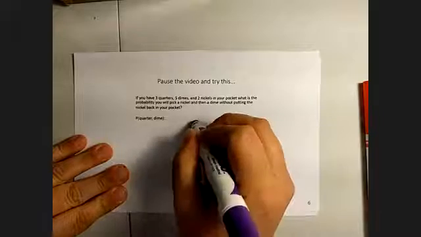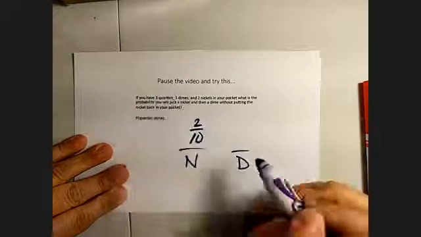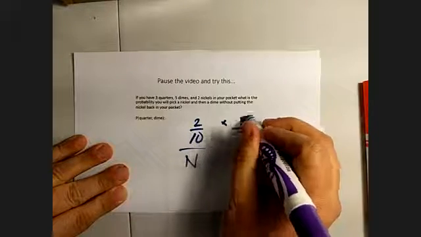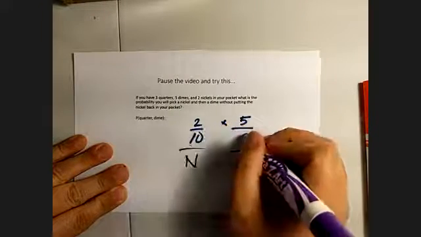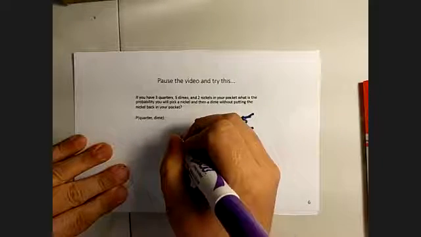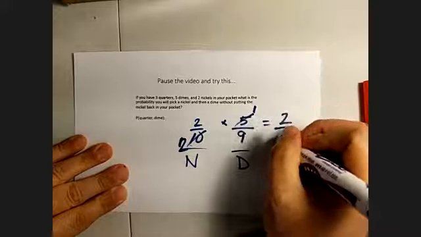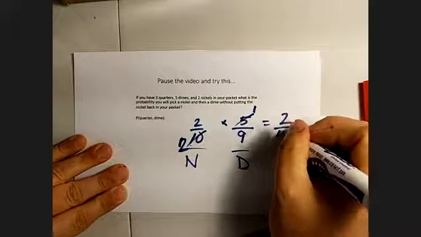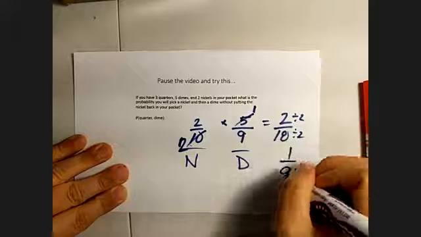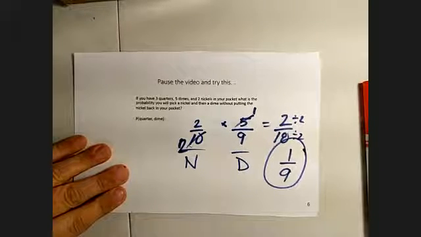So my chance of a nickel is 2 out of 10. I add up my quarters, my dimes, and my nickels. And then my chance of a dime is 5, but if I've taken one out, that means my new total is 9. I can cross cancel here. That's going to be a 2. That's going to be a 1. So I've got a 2 out of 18 chance, divide them both by 2. I've got a 1 in 9 chance of getting a quarter.